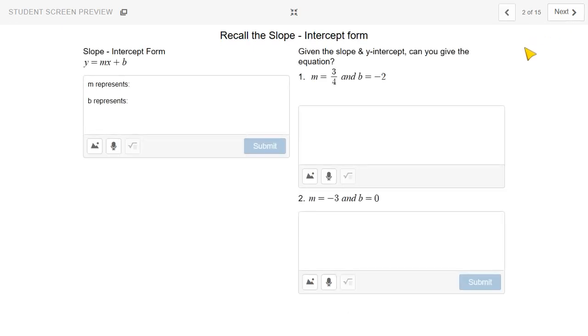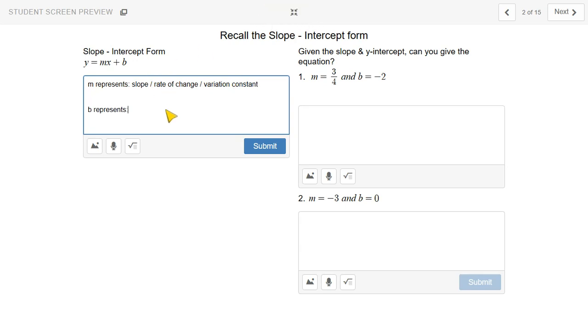So let's recall the equation that we use for the line: y is equal to mx plus b. We've said that the m represents slope. In other words, we've also called it the rate of change. We've also called it the variation constant. B represents the y-intercept, or in other words, where the line crosses the y-axis.